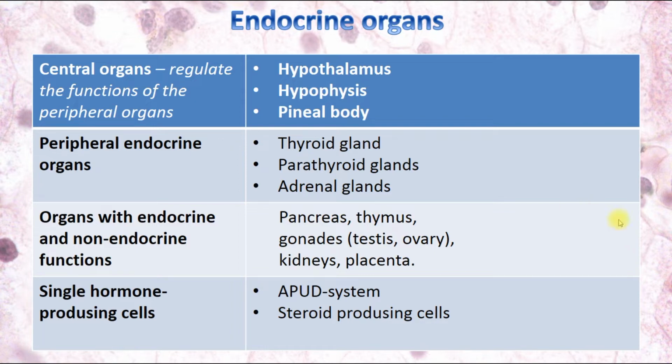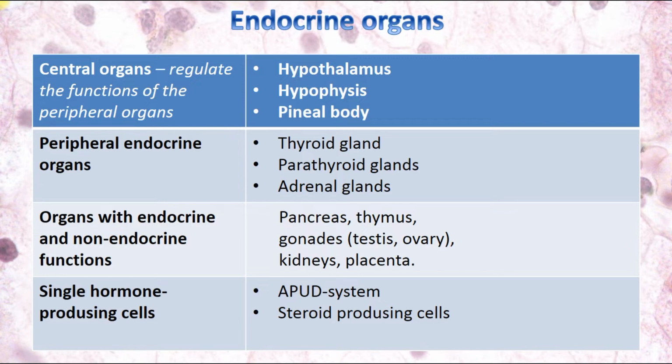And we also have non-central endocrine organs, which include clearly endocrine organs. They are called peripheral endocrine organs: thyroid gland, parathyroid glands, and adrenal glands. They aren't central organs, they don't regulate other organs, but they have only endocrine function. They provide only synthesis of hormones: thyroid gland, parathyroid glands, and adrenal glands. They are peripheral endocrine organs.